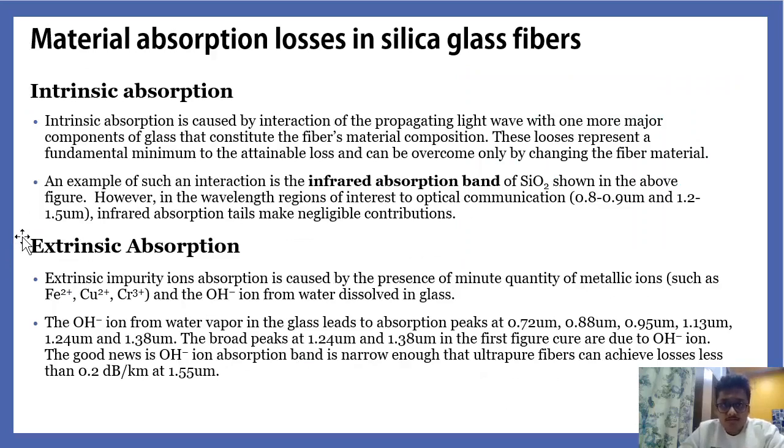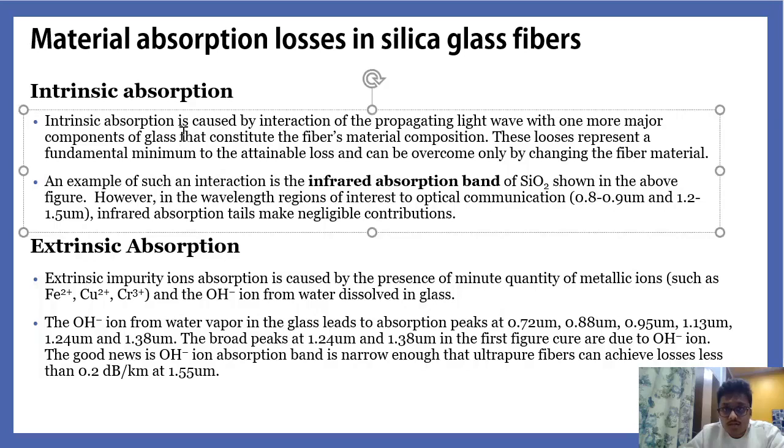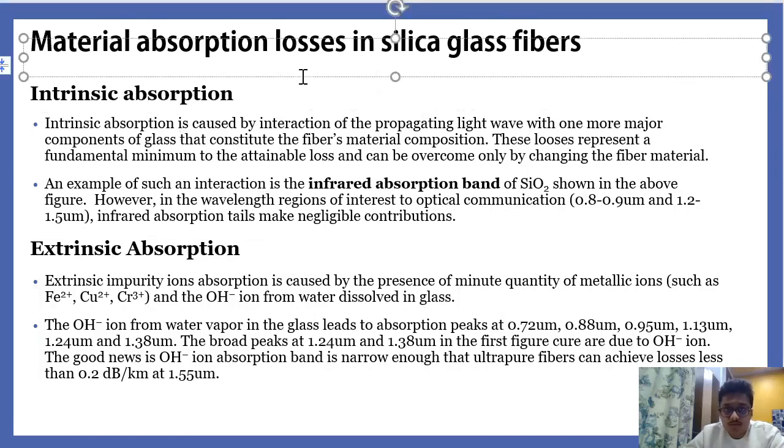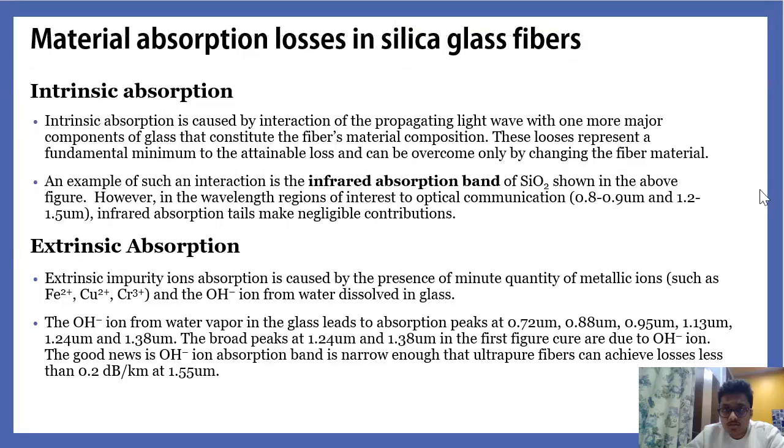Now, attenuation consists of intrinsic absorption and extrinsic absorption. Intrinsic absorption is caused by interaction of the propagating light wave with one or more major components of the glass that constitutes the fiber material composition. These losses represent a fundamental minimum to the attainable loss and can be overcome only by changing the fiber material. Whereas in extrinsic absorption, impurity ion absorption is caused by the presence of minute quantities of metallic ions such as Fe2+, Cu2+, Cr3+, and the OH- ion from the water dissolved in the glass.